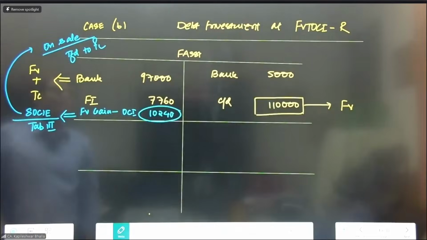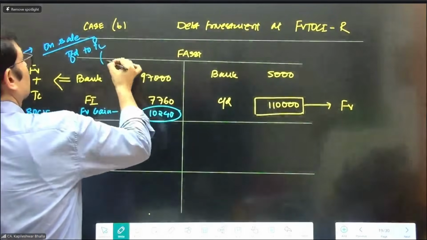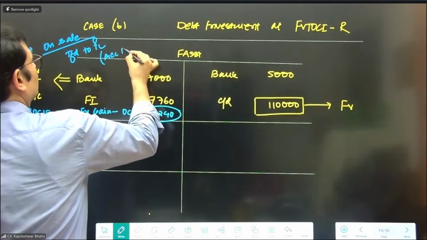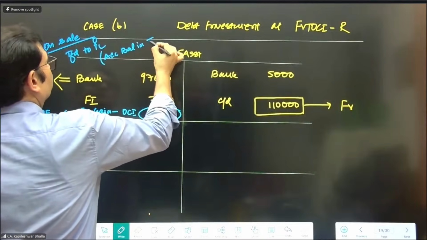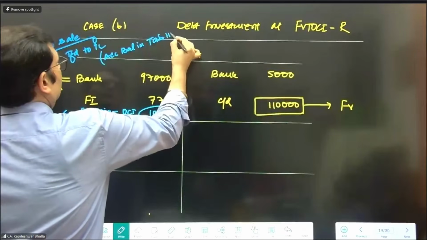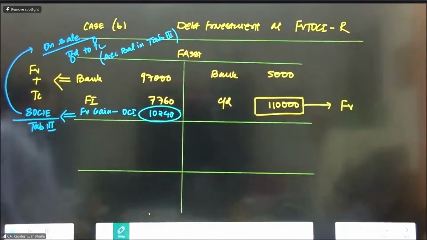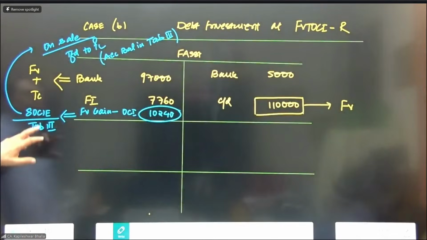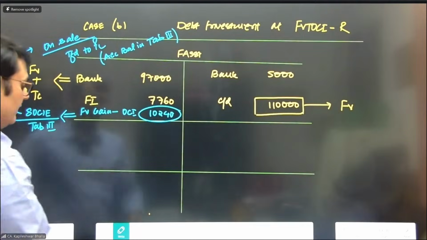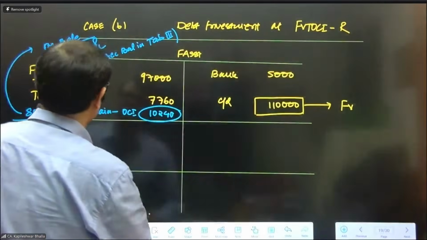So whatever is the accumulated balance, we can say on sale, whatever is the accumulated balance in tab 3, that money will be transferred to the profit and loss in the year of sale. Great. Let's go forward.